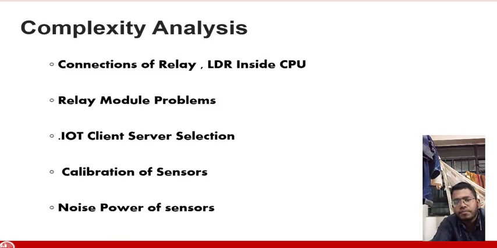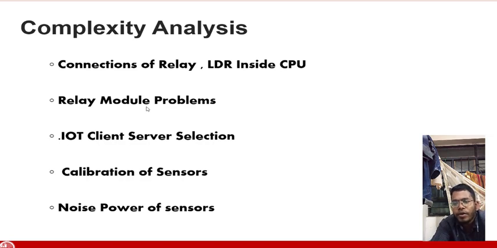Complexity analysis: if we make our connections inside the CPU to detect and control, it should be more accurate, but to be user friendly, we did not do this in our project. Second, the BJT in the relay module was creating a great problem, which was solved by replacing it with a manual BJT and resistor circuit, since SMD mounted BJT module cannot be replaced in Bangladesh.